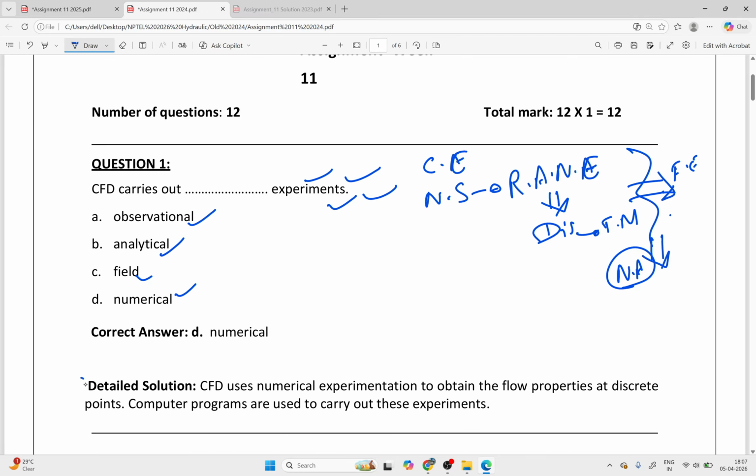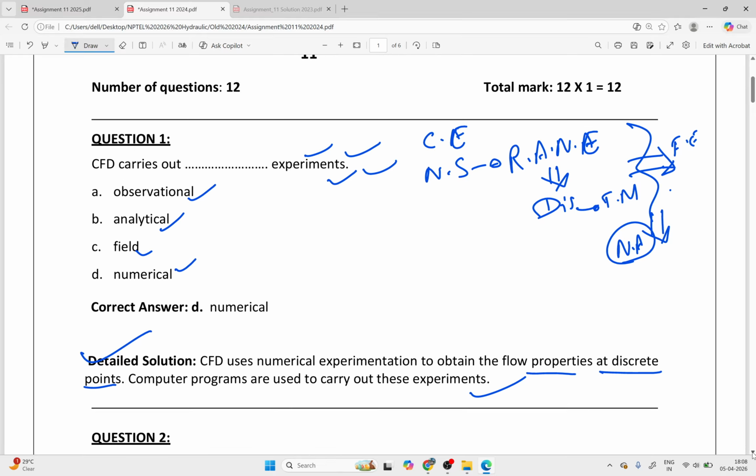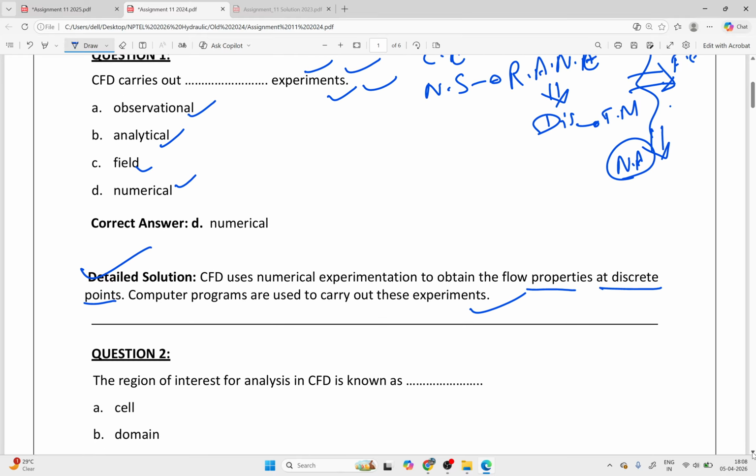So here you can see CFD uses numerical experimentation to obtain the flow properties at discrete points. Computer programs are used to carry out these experiments. Remember. So we'll go for the next question.